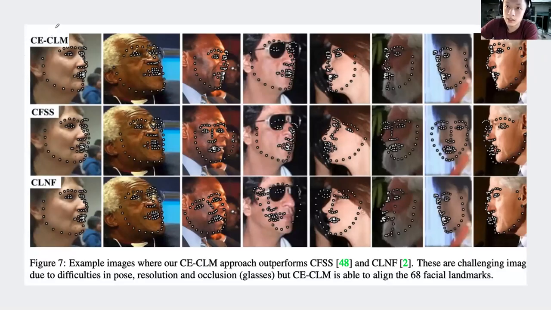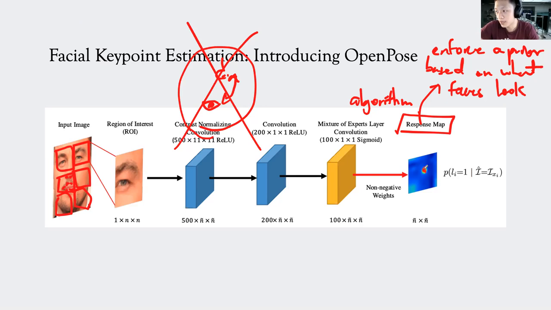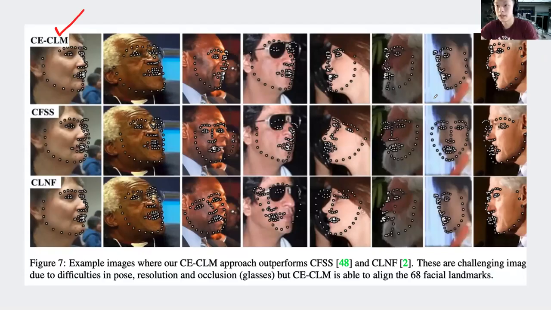So this CE-CLM is the model that I was talking about earlier with all these convolutional layers that are predicting response maps, and then they have another algorithm to enforce this prior. But you can see that now when we use this new algorithm, these were other approaches. I think this one is definitely not convolutional neural network based, but you can see this one fails on this example. You see this dude's face from a side profile, and then it thinks his eye is over here, which is not great. But now with the advent of convolutional neural networks, which are exploited in CE-CLM, you can see that the side profile is actually done correctly for the first time, and not even for this one. So convolutional neural networks are very powerful.